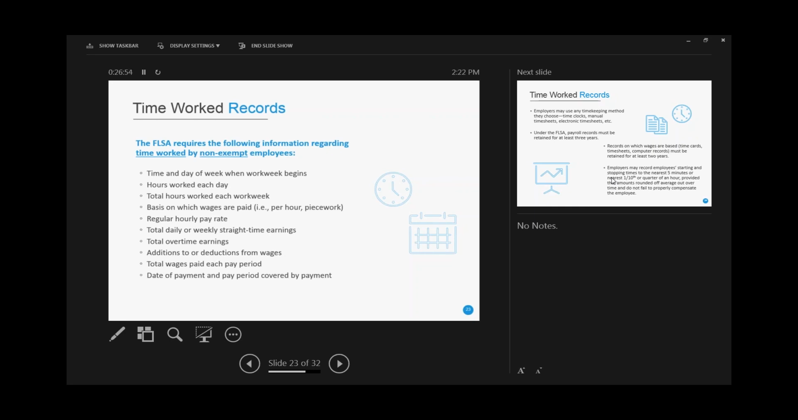basis on which hours are paid, so piecework, hour per hour, etc. Regular hourly pay rate, total daily or weekly straight time earnings, total overtime earnings, additions to or deductions from wages, total wages paid each pay period, and date of payment and pay period covered by payment. So all of these listed here must be documented on a regular basis. That is a requirement of the FLSA.